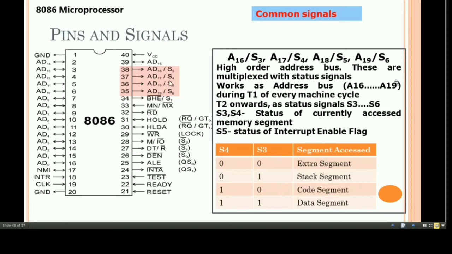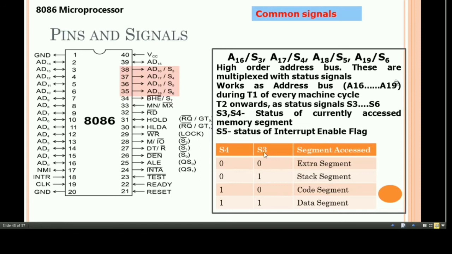Here S3 and S4 are used to represent the status of the currently accessed memory segment, means which memory segment is currently accessed, that information is provided by the S3 and S4 status pins, and S5 represents the status of the interrupt enable flag.